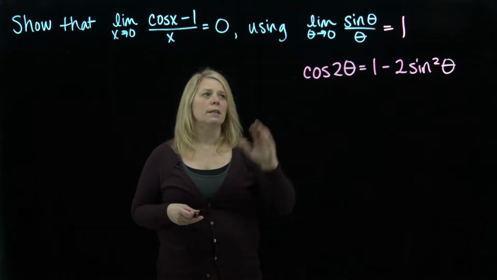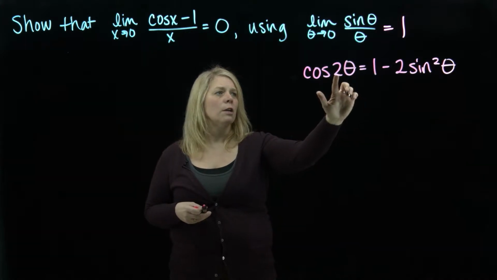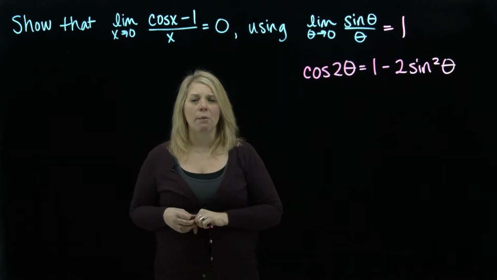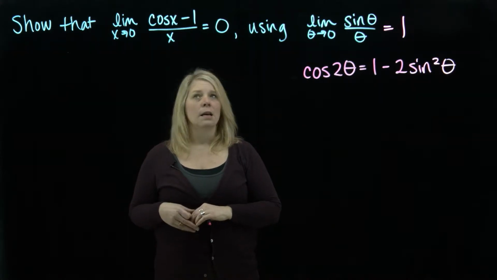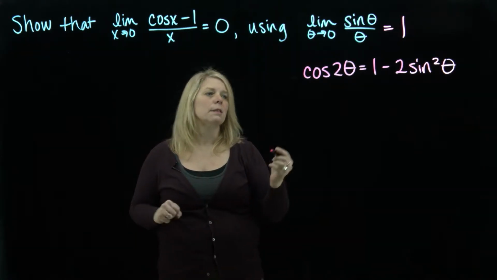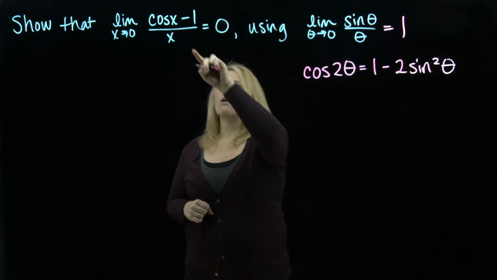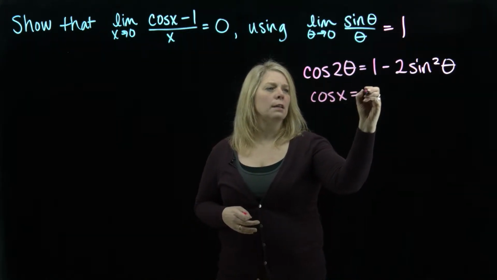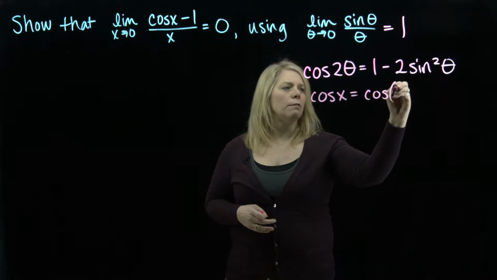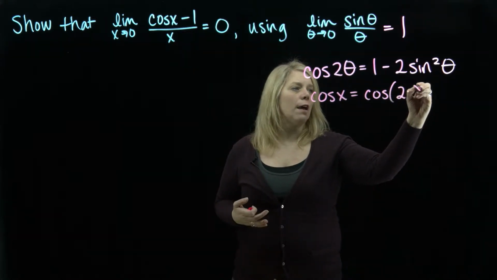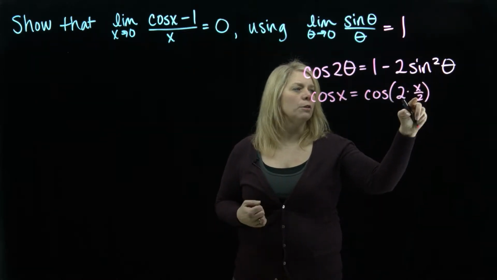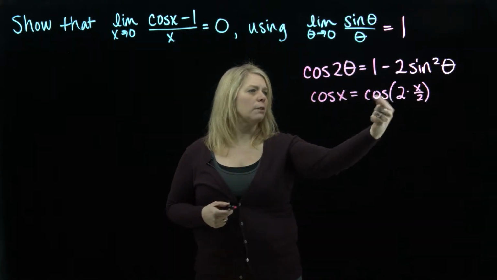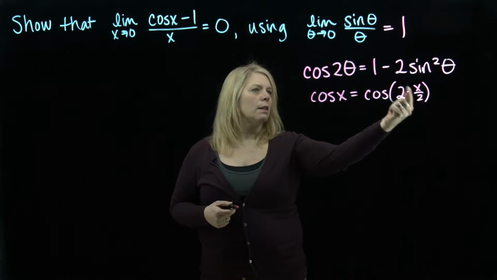We might notice that in that identity we have a cosine 2 theta, and here we have a cosine of x. So we need to think about how we could rewrite that cosine of x as cosine of 2 times something. All right, so I might notice that I could write that cosine of x as cosine of 2 times 1/2 x, or 2 times x over 2. So that x over 2 would be our theta, so that this is cosine 2 theta.